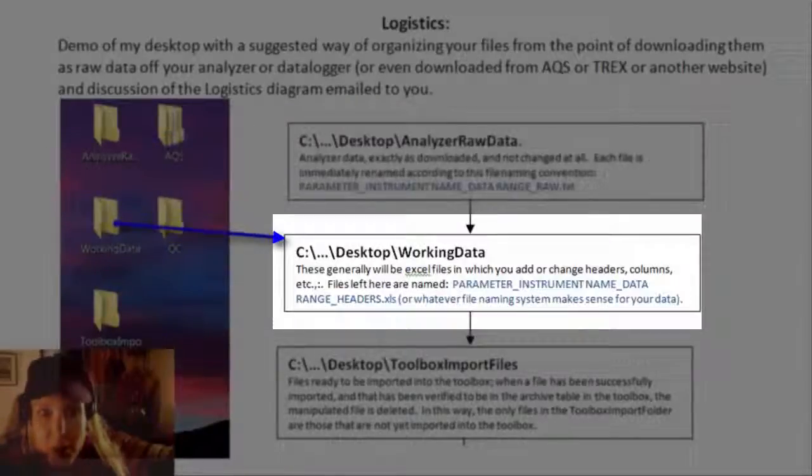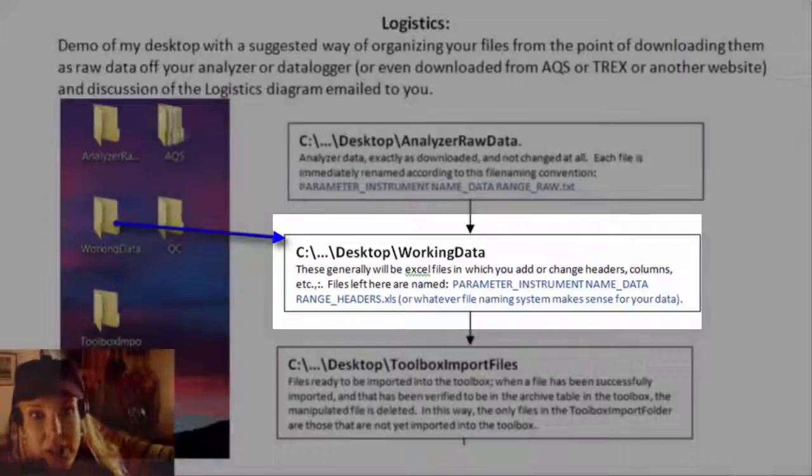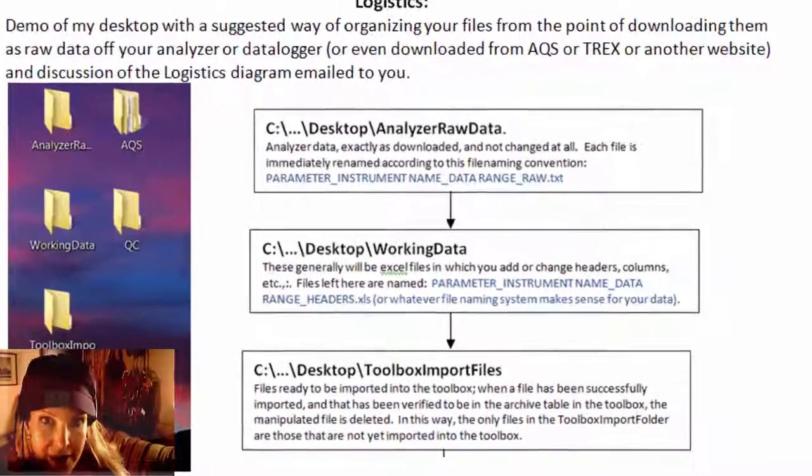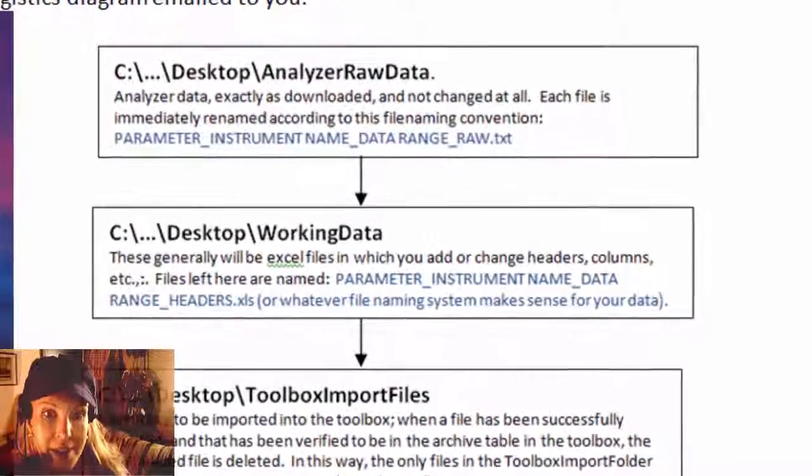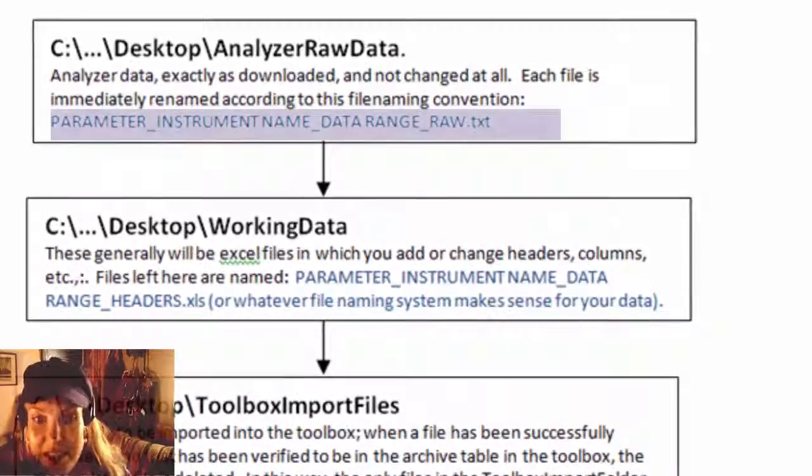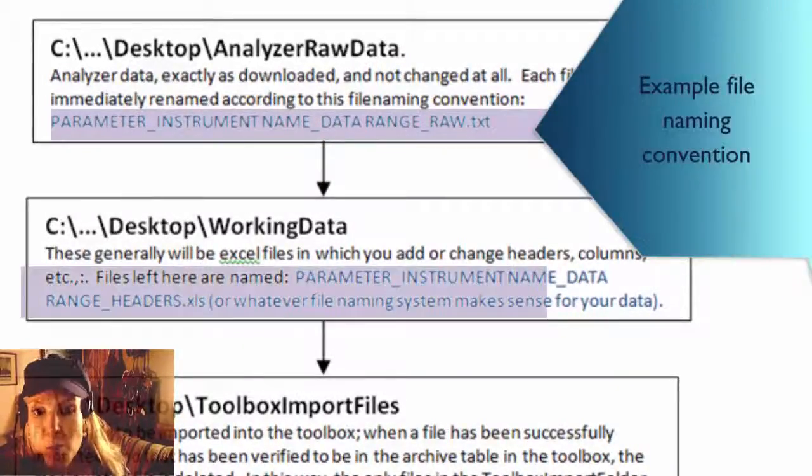Then the next folder we've called working data, and this is the data in which you work with the data, perhaps to add headers, perhaps you want to add some columns, and you need to start being really careful with both the raw data and this working data with the file name. And so we have a suggested file naming convention which makes your data naming easier.